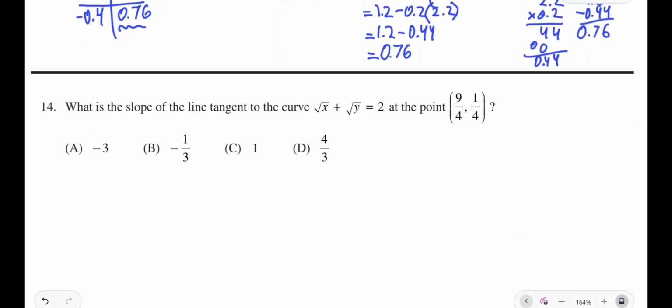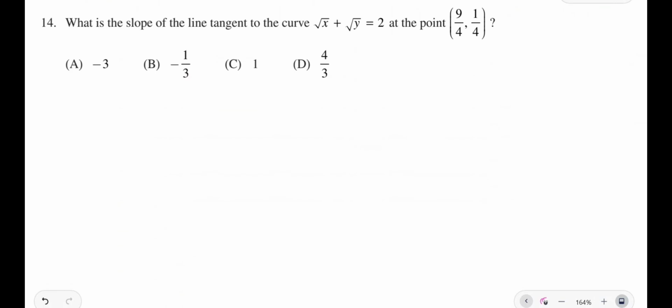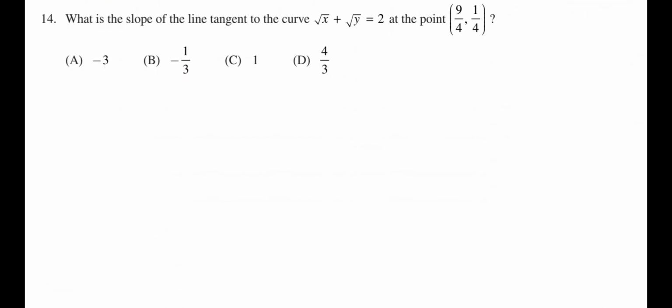All right, so now number 14, what is the slope of the line tangent to the curve, the square root of x plus the square root of y is equal to 2 at the point 9/4, comma 1/4? So now this would be implicit differentiation. To get the slope of the tangent line, you want to get the derivative, then plug in for every x and y, whatever the point is that we're plugging in. So let's set this up.